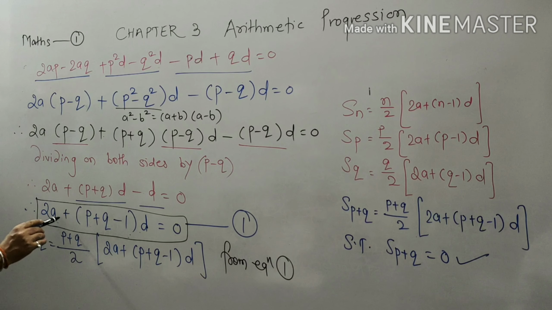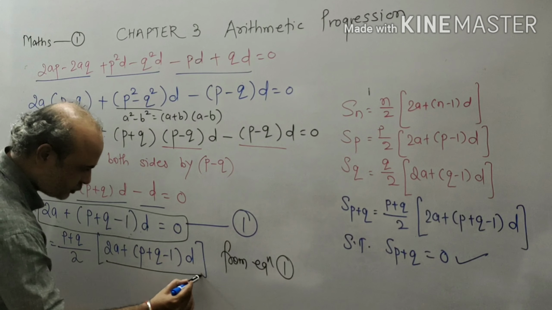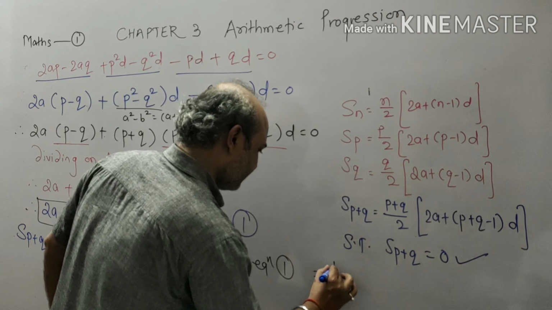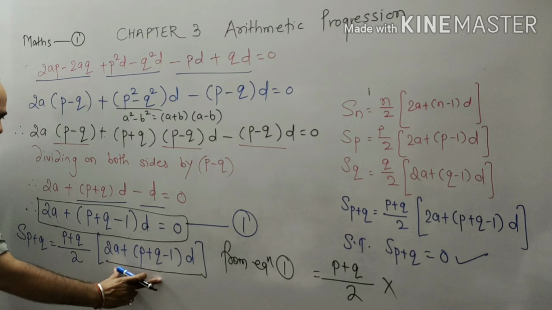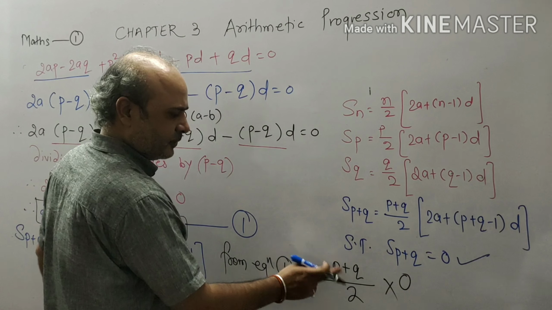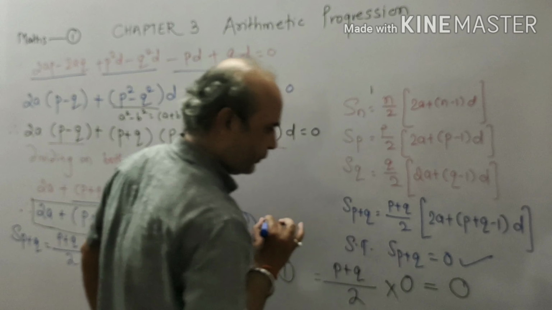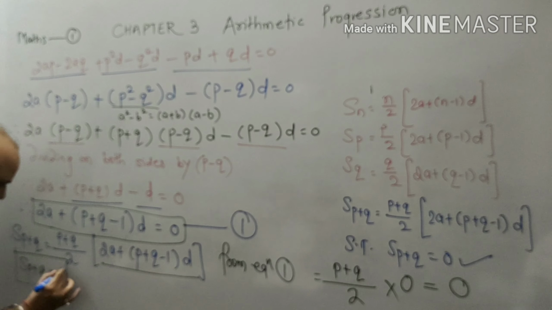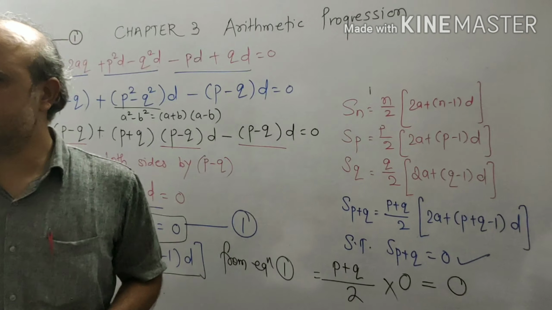From equation 1, 2a plus p plus q minus 1 into d is equal to 0. Means this term is what, student? 0. So what will you write? This is equal to p plus q divided by 2 into 0. The value of this is 0. So student, when you multiply p plus q upon 2 with 0, what will you get? 0. Therefore, we have proved that the sum of p plus q terms is equal to 0. Hence proved. Clear, student? Hence proved.